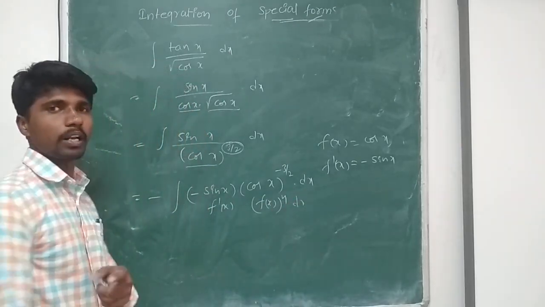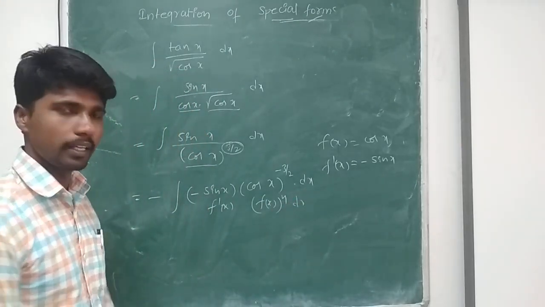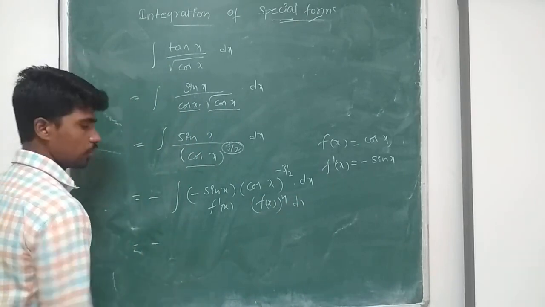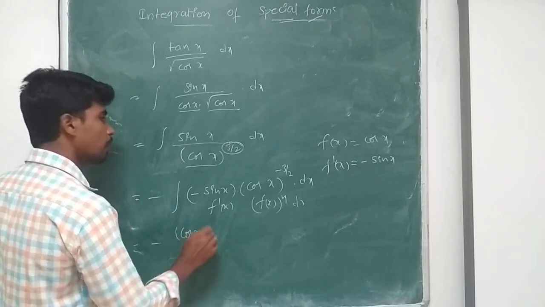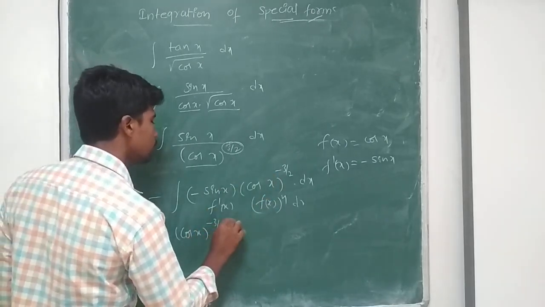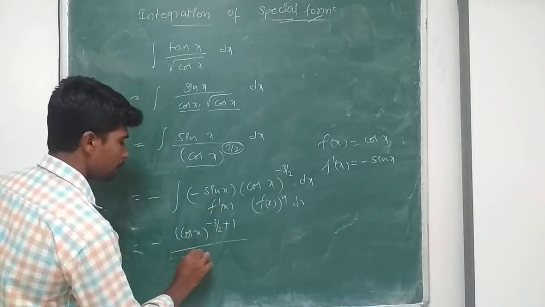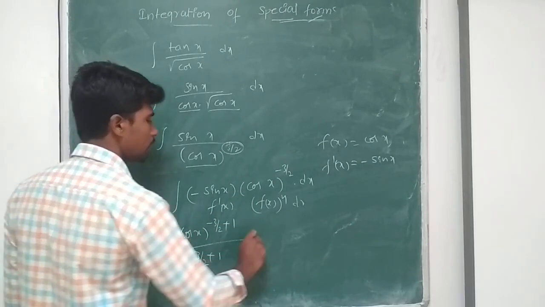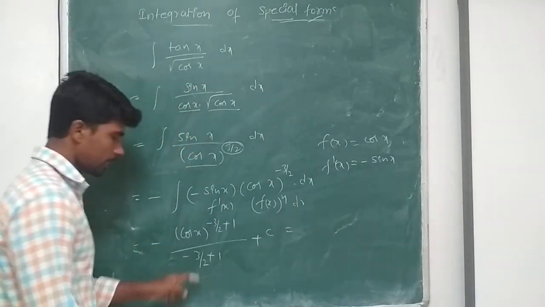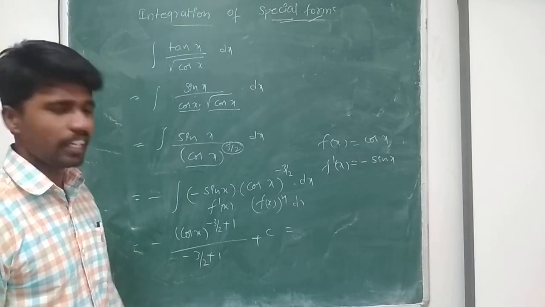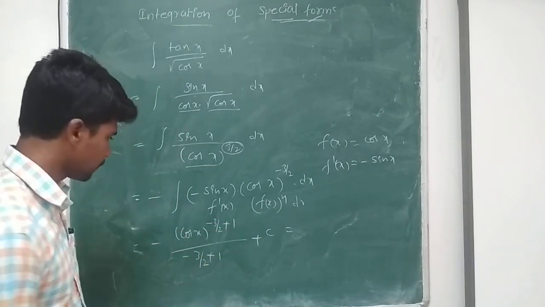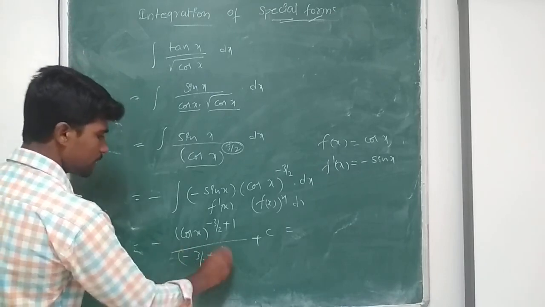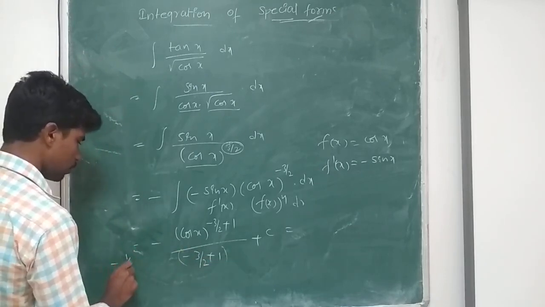Now this acts as f dash of x and this as f of x power n dx, which is nothing but f power n plus 1 of x by n plus 1. So I get minus of f of x, which is nothing but cos x power minus 3 by 2 plus 1, by minus 3 by 2 plus 1, plus c. So minus 3 by 2 plus 1 is equal to minus 1 by 2.